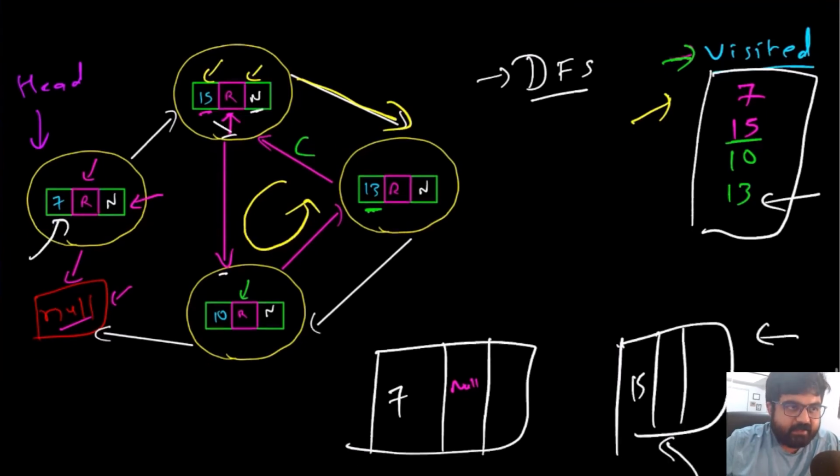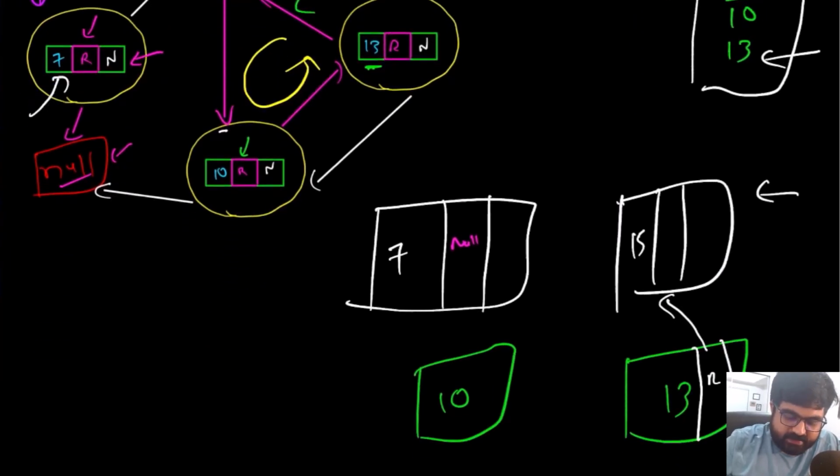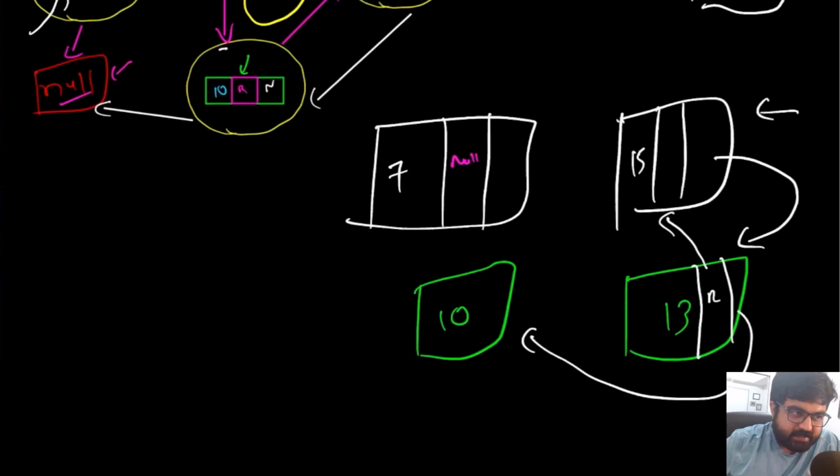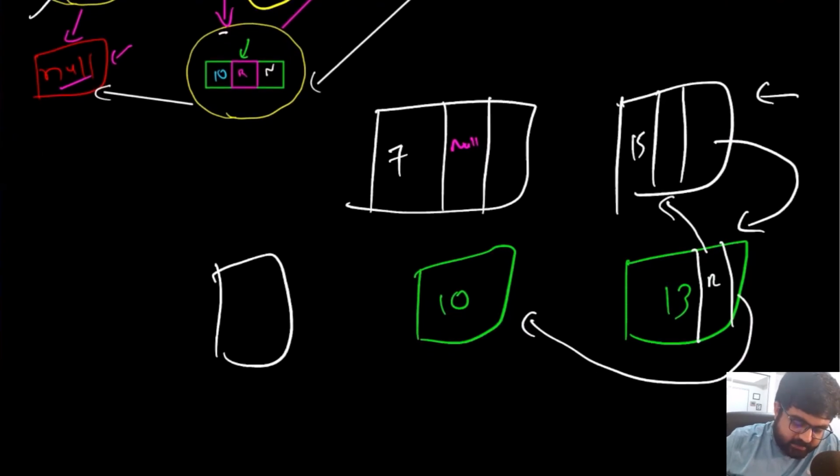We already created a new node, so we do not need to create anything. We simply need to add the entry over here to point it towards the correct direction. Same way, 13's next node is going to be 10. That is also good. And in the end, this 10 is going to point towards the null value. And this is how our traversal is going to be completed.